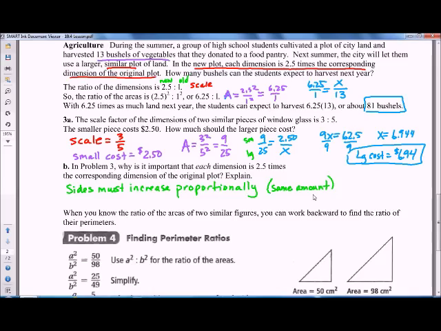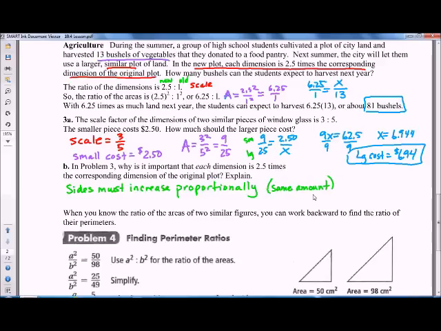In example 3a, we were given a scale factor of 3 to 5 and told a smaller piece of glass costs $2.50. If you think about a piece of glass, you are talking about an area. So we use our area ratio. We can write a proportion. Make sure to keep the small and the large in the same position in your proportion, and we solve and find out the large piece of glass is going to cost $6.94.